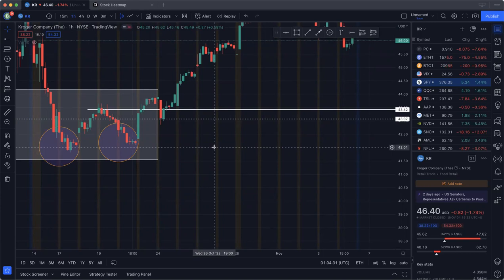So that's kind of going outside in. And that's for someone who is more conservative and wants to wait for the full candle to fully develop, right?